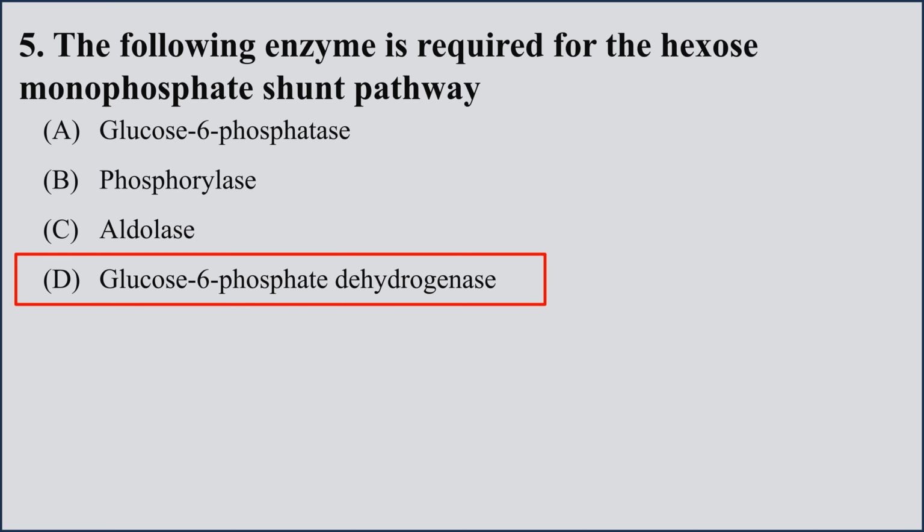Only the glucose 6-phosphate dehydrogenase. Only in these options this enzyme is correct. Glucose 6-phosphate dehydrogenase, also known as the G6PD enzyme. This is a very important enzyme that belongs to the HMP shunt and pentose phosphate pathway.